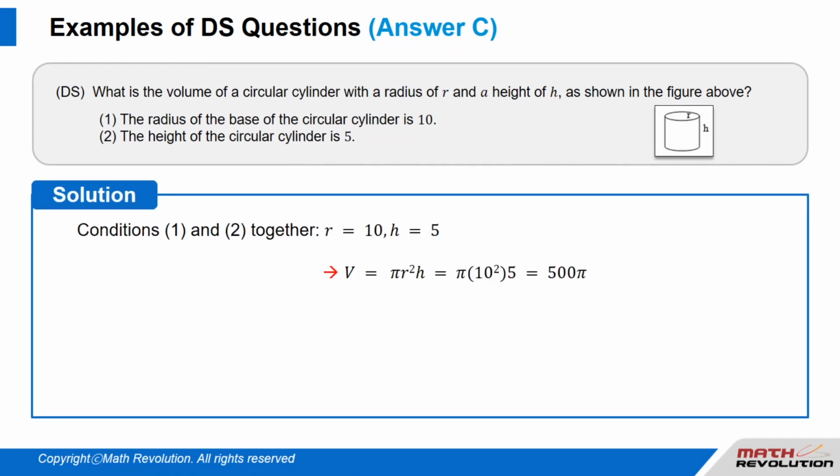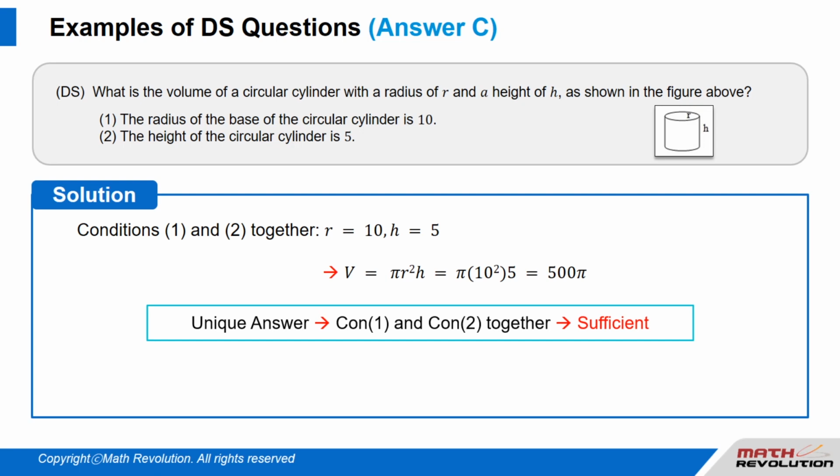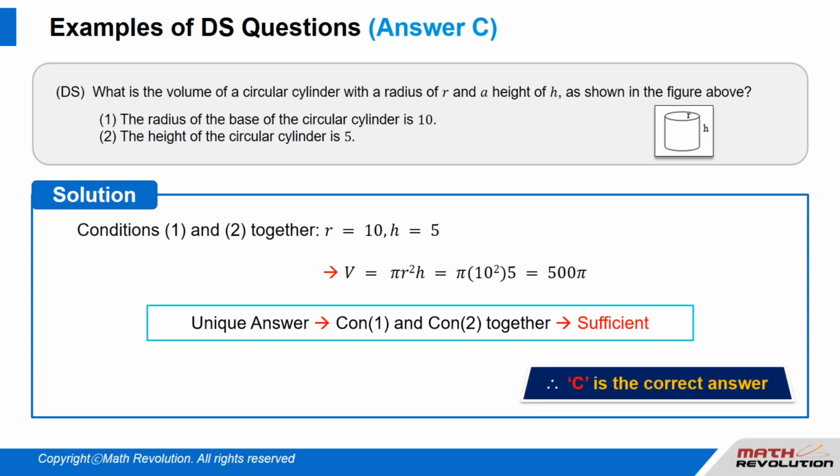Both condition 1 and condition 2 together tell us that r equals 10 and h equals 5. Then V equals pi times r squared times h equals pi times 10 squared times 5 equals 500 times pi. Since we get the unique volume of the cylinder, it is sufficient. This is a great question that has C as the answer because it is unique. So C is the correct answer. Answer C.